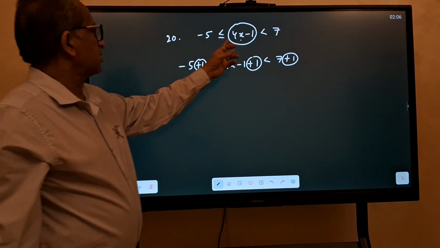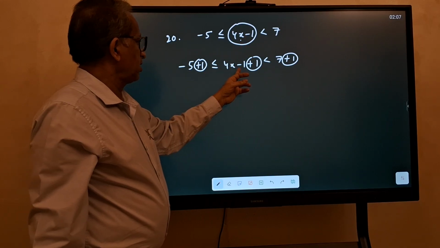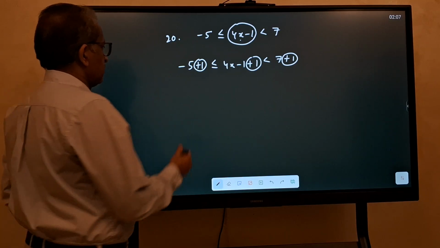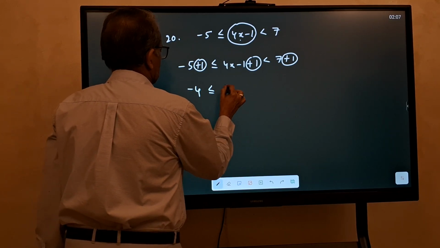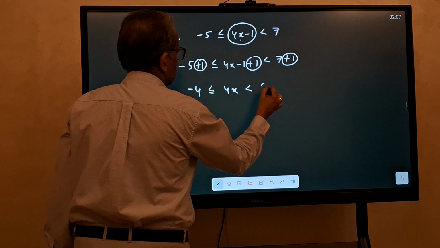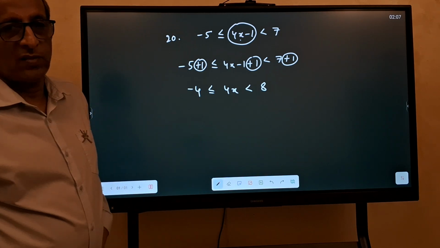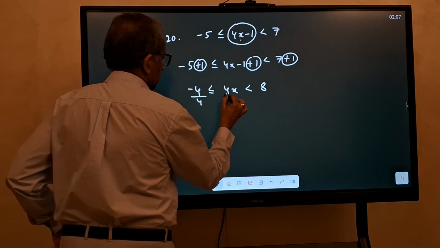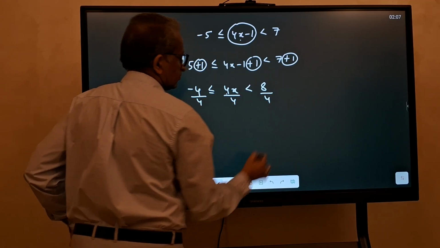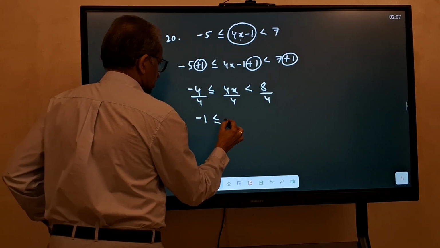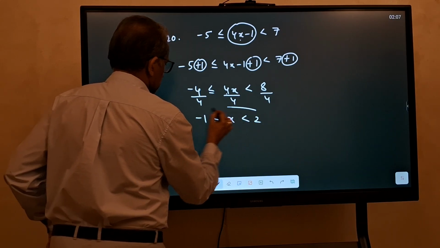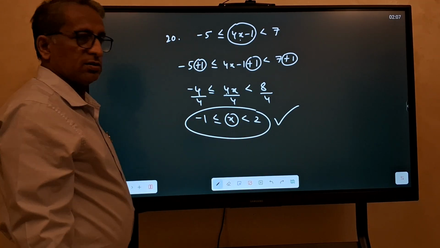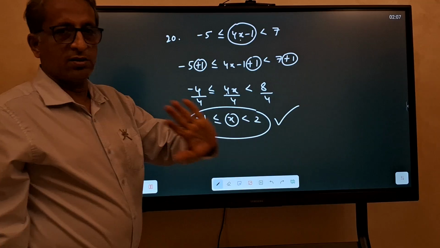Why I add? Because it is minus 1. To cancel this minus 1, I have to add. So minus 1 plus 1 cancels. But minus 5 plus 1, minus 4, you get 4x, you get here 8. Now I will cancel 4. How I will cancel 4? I divide by 4. So minus 1 less than x less than 2. That's the answer. So the moment you get in the middle only x, stop it.